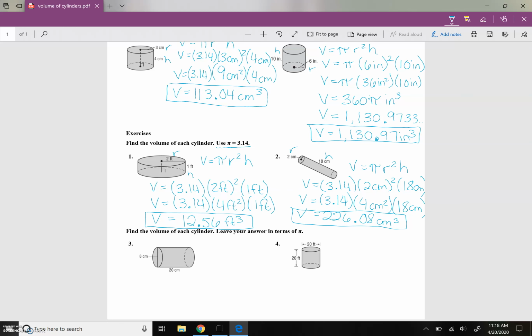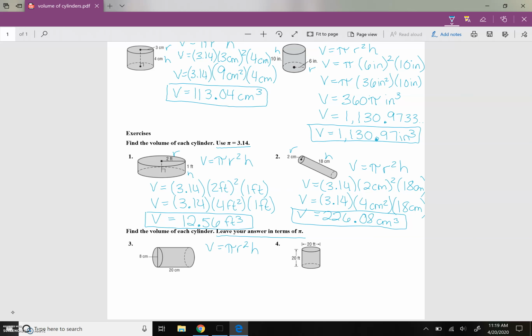Now for 3 and 4, the directions are a little bit different. It's telling us to leave your answer in terms of pi. So that just means we're not going to do anything with the pi. We're going to leave pi right in our answer, and I'll show you what that means. So before we get started, we're going to start with our equation as usual.